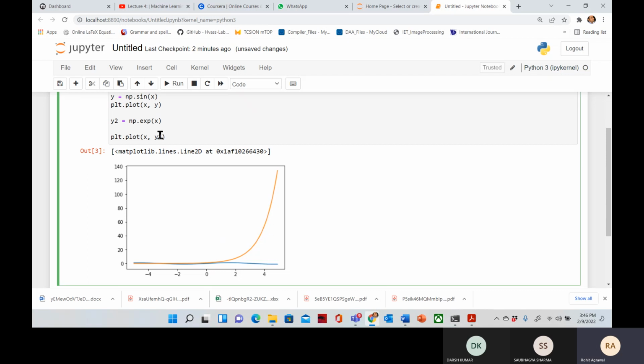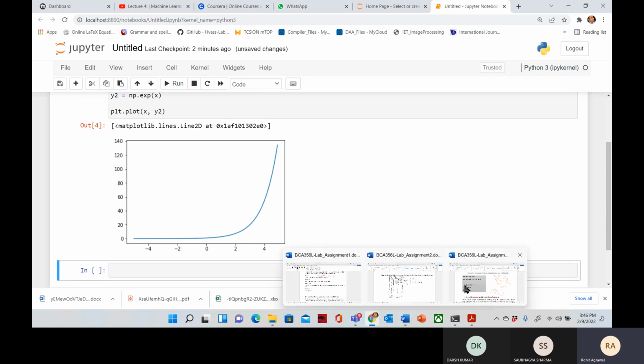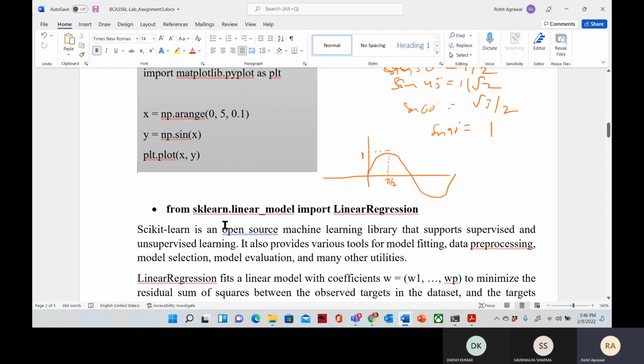Just comment this. This is the e to the power x graph. Okay, so I am just showing you the use of numpy and matplotlib. So these two we will use.